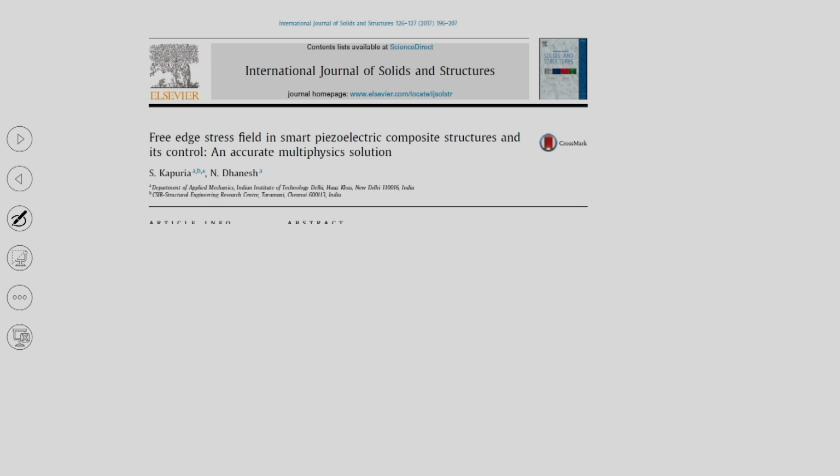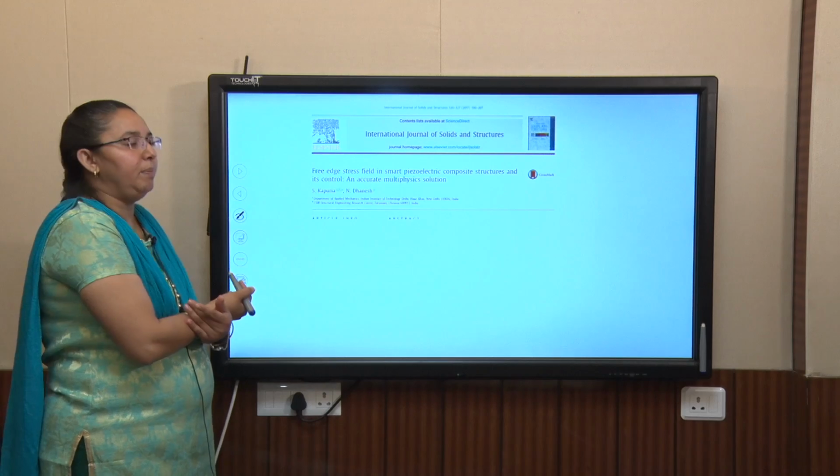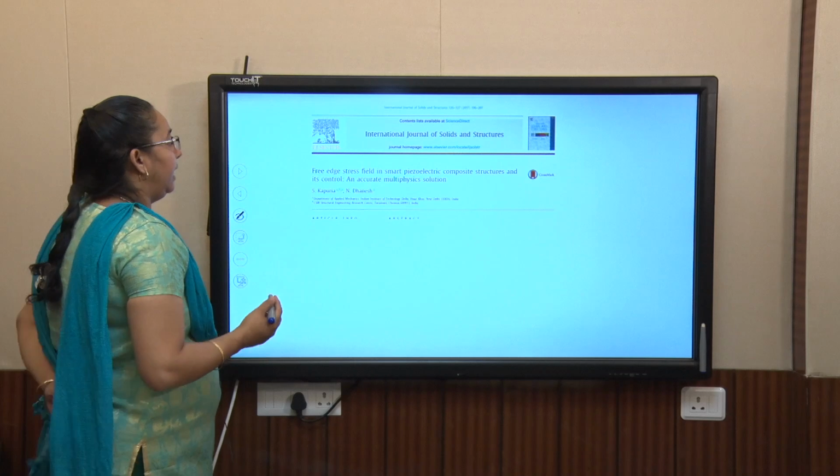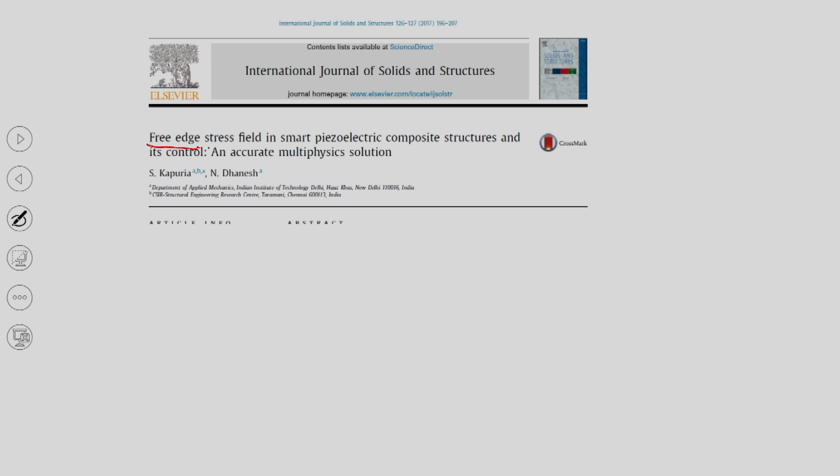And the relevance of whatever we are doing in the course: why are we studying these theories? Are they really useful to the current area of research? Are people working in the current area of research? I will say yes. These days you see free stress analysis in smart piezo composite structures, basically a plate. They have done its control analysis. So whether the material we are studying in this course is relevant to the current area of research, I will say yes.